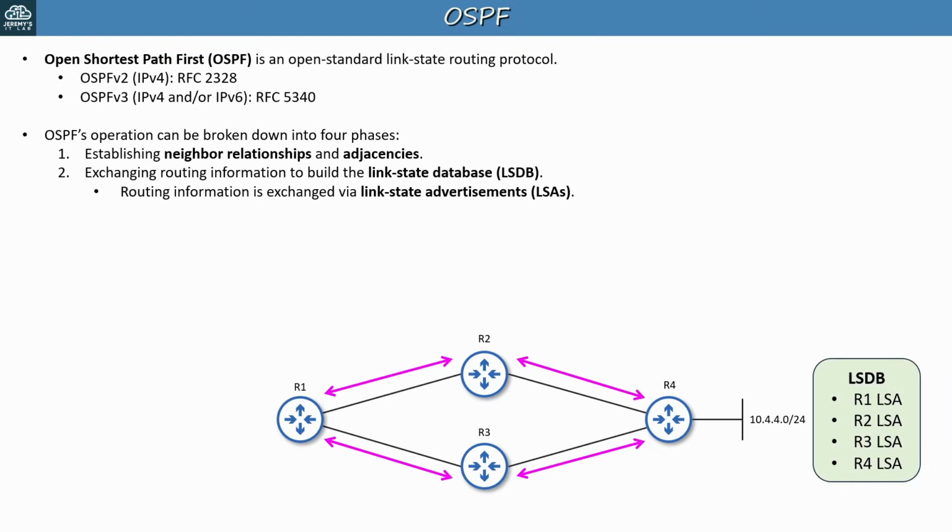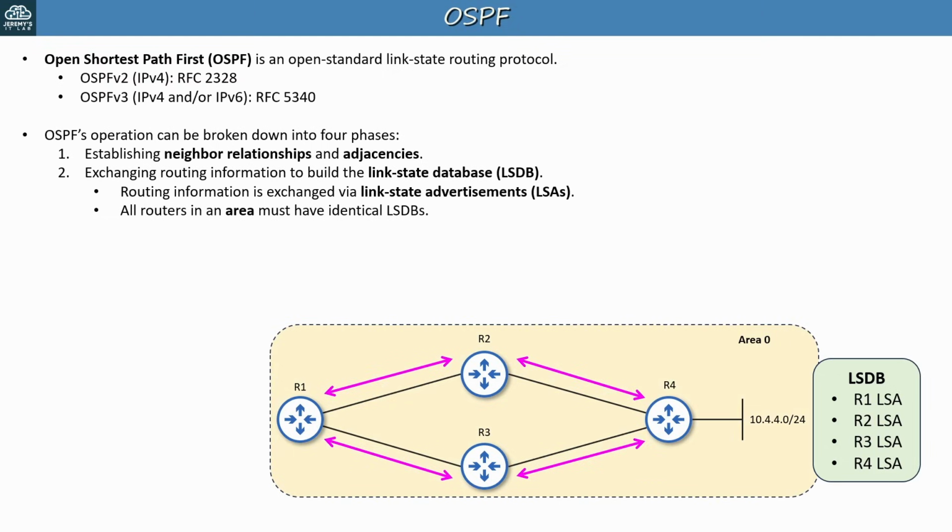So the LSDB will look like this, with each router's LSA giving information about the router and its connected networks. All routers in an area must have identical LSDBs. So if all of these routers are in area 0, their LSDBs should all be the same. The CCNA focuses on single area OSPF, with all routers in one area like this. But for the ENCOR exam, you'll learn the basics of multi-area OSPF, which divides the network into a hierarchical design.